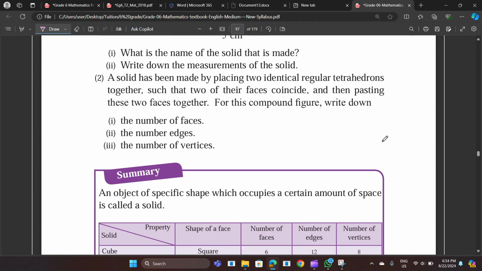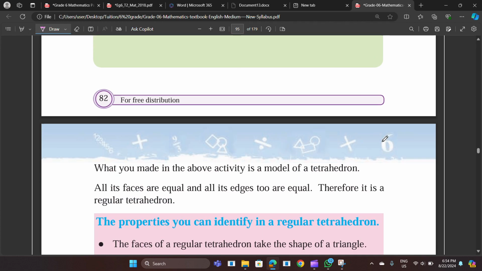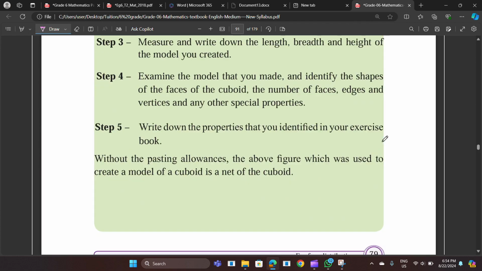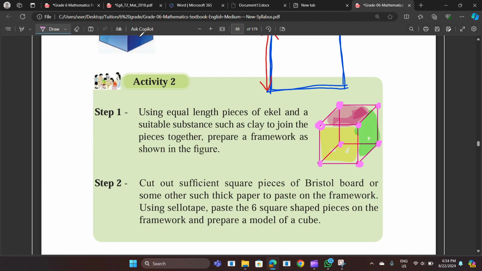Okay. Edges. We are going to talk about edges. What are edges?